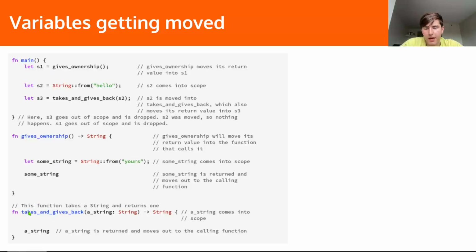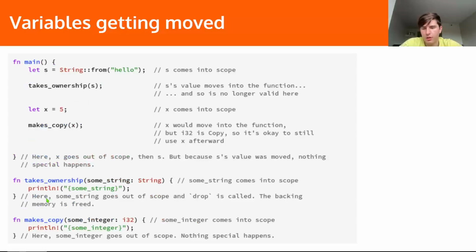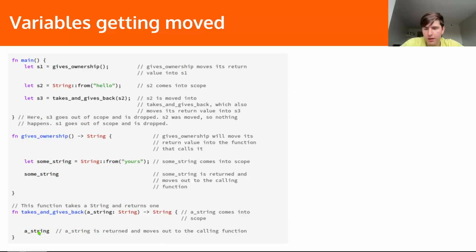Then takes and gives back here. Unlike the previous function that just takes ownership, see how nothing is done with some string at the end, unlike here, where you return it back at the end. It returns a string, it just gives it back to the original function. So you can take s2 and reassign it to s3.